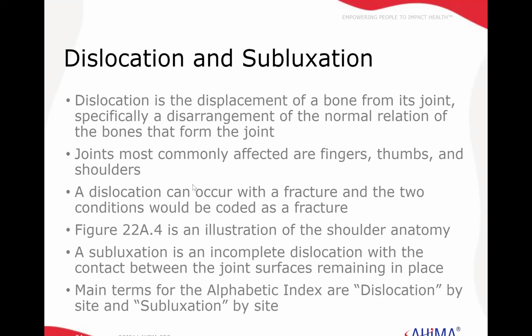We also have dislocations and subluxations. A dislocation is the displacement of a bone from its joint. A subluxation is an incomplete dislocation where there's still contact with the joint surfaces. And the main terms for this are dislocation by site and subluxation by site.